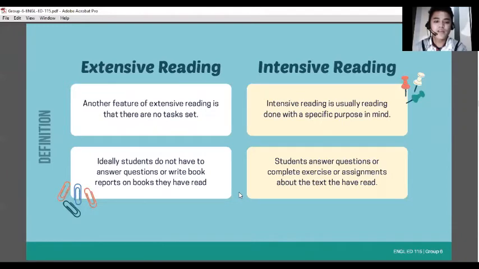Another feature of extensive reading is that there are no tasks set. Unlike with intensive reading, which is usually done with a specific purpose in mind, which is knowing the story, understanding the story, and knowing the moral of the story. In extensive reading, ideally students do not have to answer questions or write book reports after they have read the story. With intensive reading, students normally answer a set of questions, complete some exercises or assignments about what they have read.